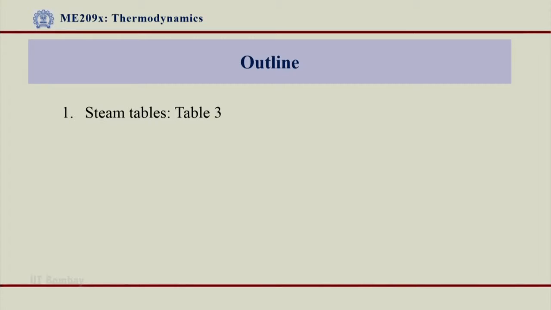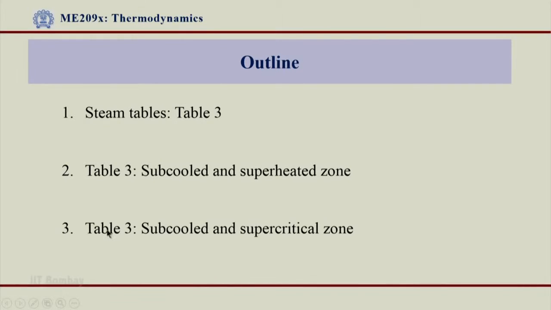Table 1 and table 2 refer to the two phase region, or the LV saturation line, while table 3 would now take you to the single phase region. And what are these single phase regions? We are talking about subcooled and superheated zones, and the properties for these states would come from table 3. We can also see the subcooled to supercritical zone in table 3. So, for any state that lies in the subcooled, superheated or supercritical zone, the properties can be obtained from table 3.